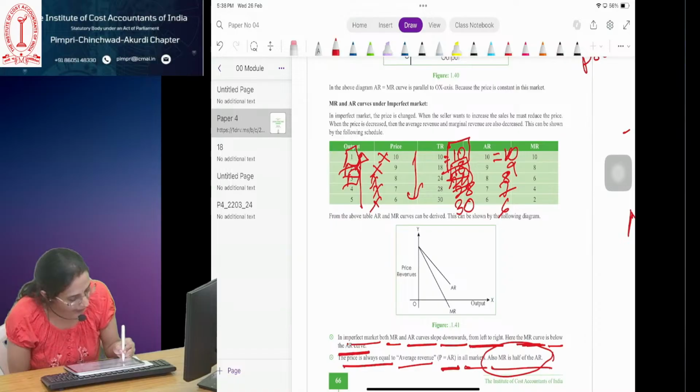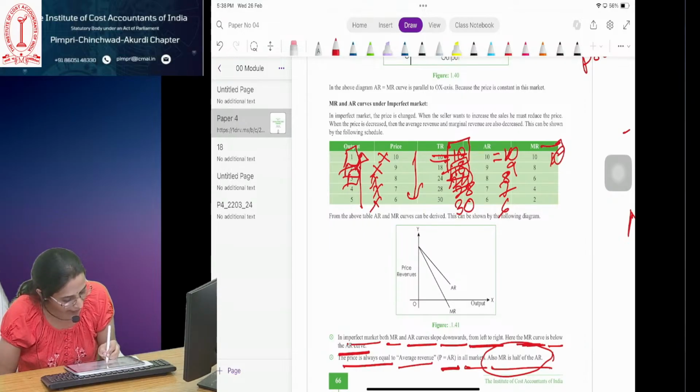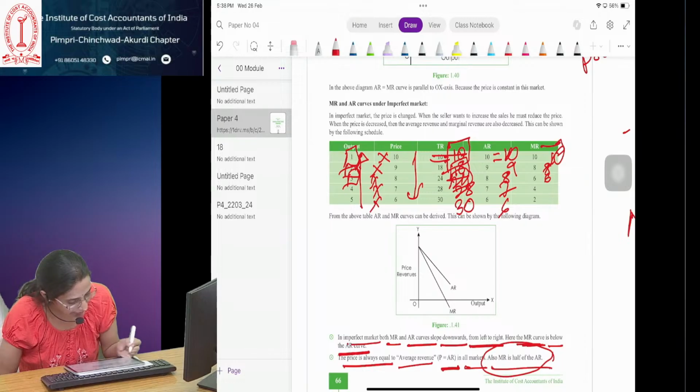Now we will calculate marginal revenue. At first, there is no previous value, so it will remain 10. 18 minus 10, 8. 24 minus 18, 6. 28 minus 24, 4. And 30 minus 28, 2.